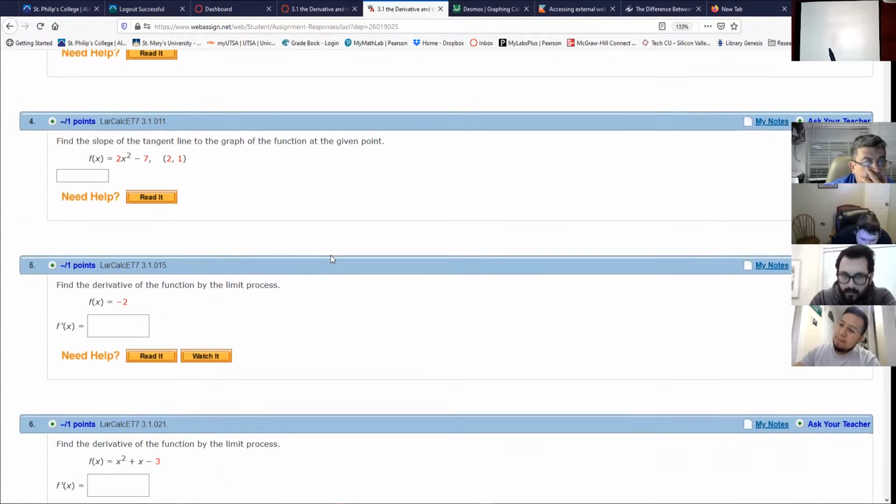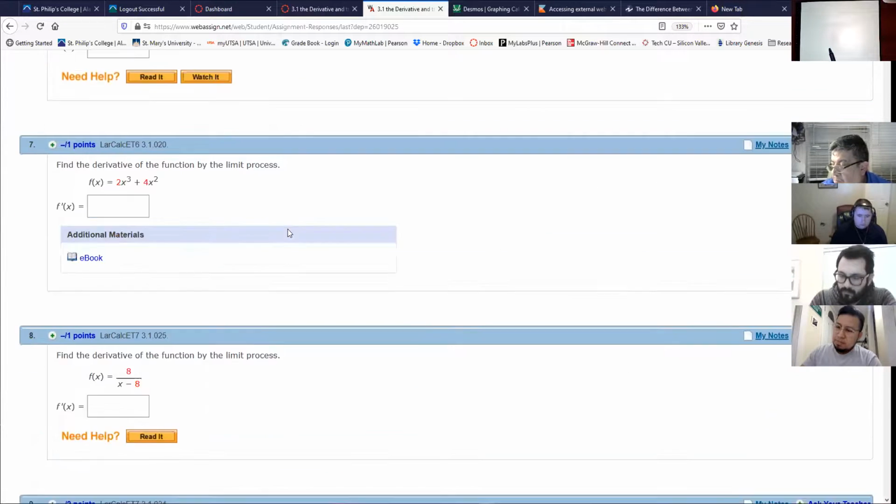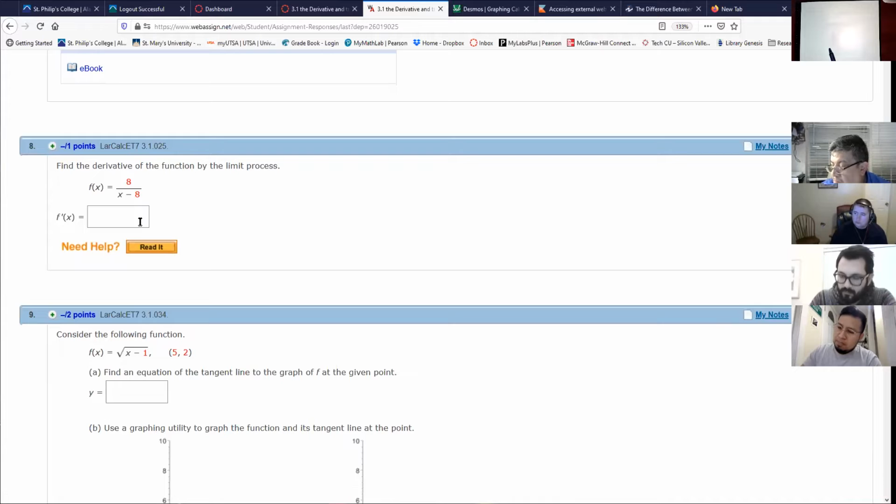And there is the limit process that helps you find it. The limits from the last chapter, which is the hard way to find the derivative. So I'll show you both the hard way and then the short way. So find the derivative by the limit process. So here they actually want you to use the limit process. Same thing here. So I'll do it once with the limit, and then I'll show you the shortcut.